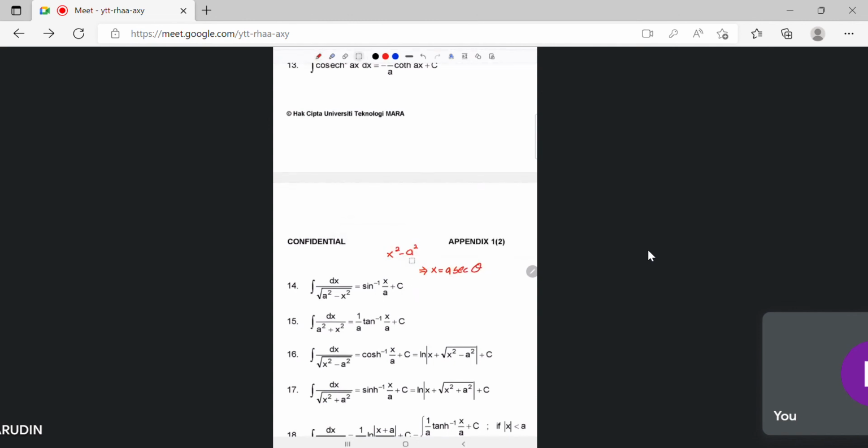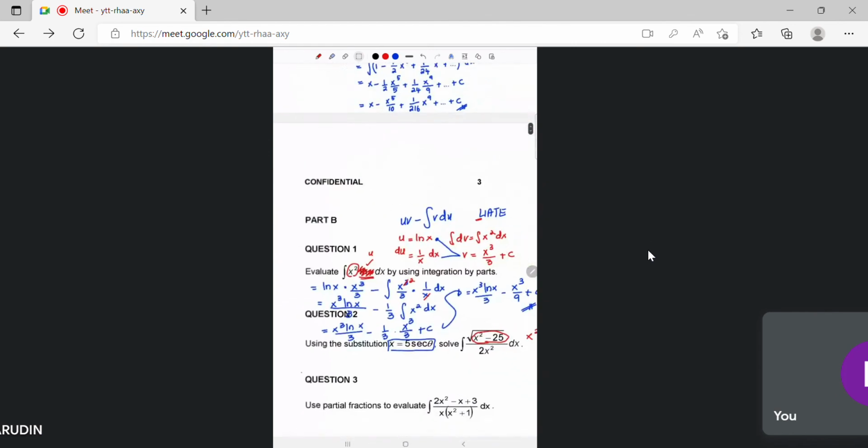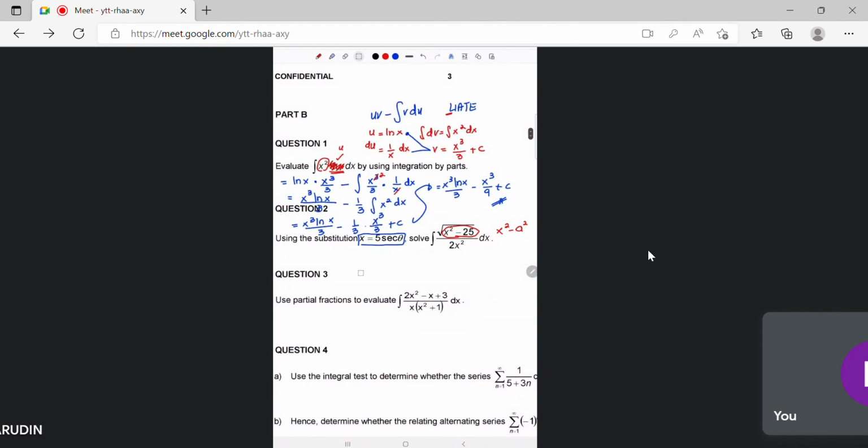So, nak copy pun susah. Okay. So, kita punya substitution sebenarnya adalah x equal to a secant theta. Betul tak yang dibagi sini? x equal to 5 secant theta. Dah menggunakan secant kan? So dah betul dan kita boleh proceed lah.